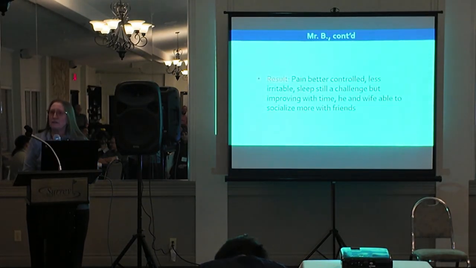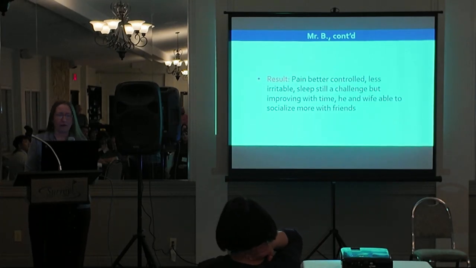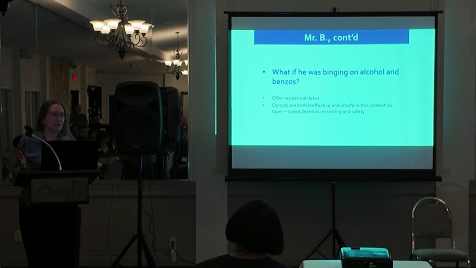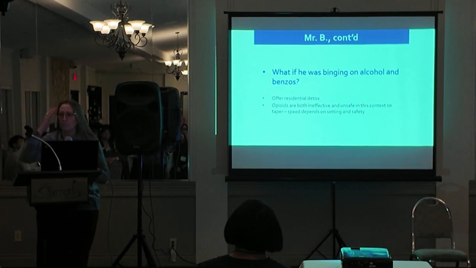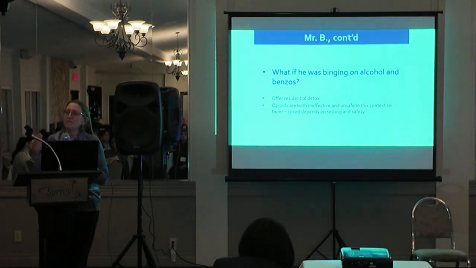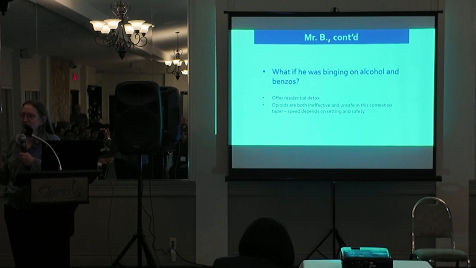Okay. Let me run through some other scenarios that might make it a little harder. What if he was actually binging on alcohol and benzodiazepines when he came in? He wasn't just in recovery. In that case, the high dose of opiate he's on, along with binge alcohol drinking at a high level, and binging on benzos at a high level, put him at really high risk of an overdose. The first suggestion should be residential care in that setting, because he's really at high risk of death, but he doesn't know it because he's been doing this for a while.